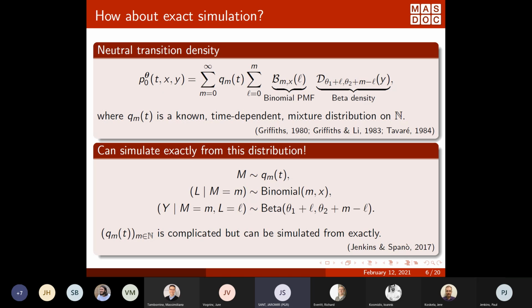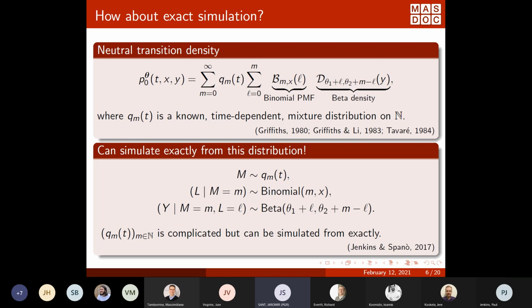And this is the work that Paul and Dario did in 2017 when they showed that you could actually get draws from this p0 theta of t, x, y exactly. And it's quite a nice, neat result, because you just simulate your m from this QM of t, then conditional on the value this m takes, you draw a binomial. And then conditional on both this m and this binomial draw, you just draw a beta density, and you're assured that you are drawing a sample from this neutral transition density.